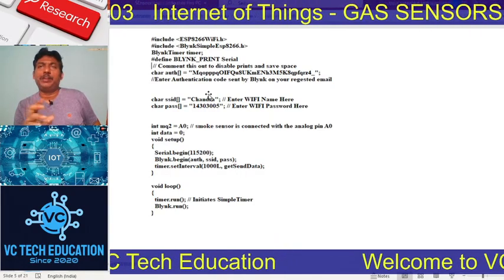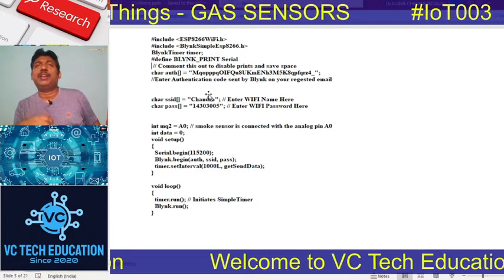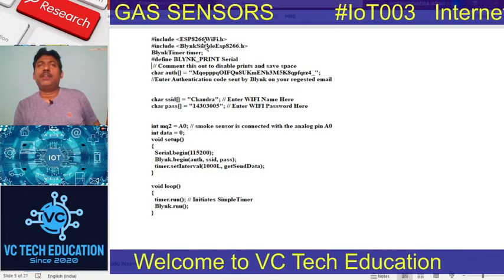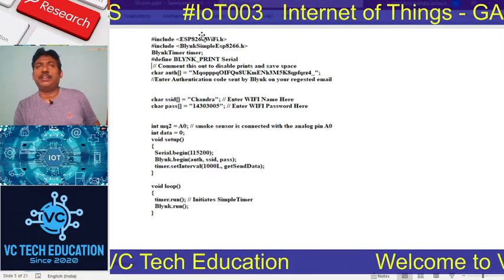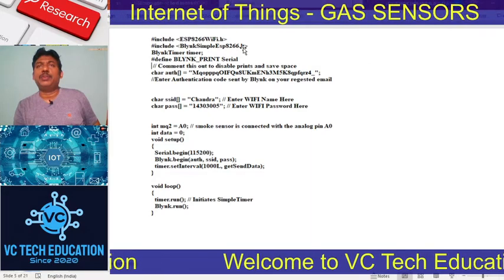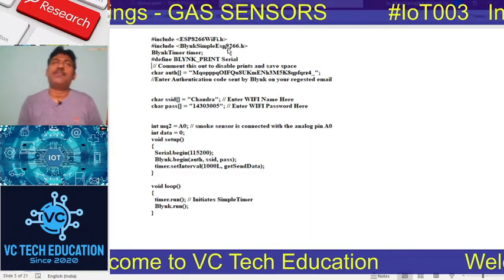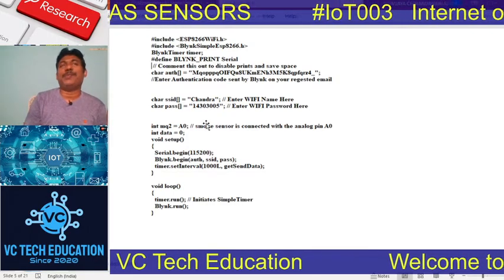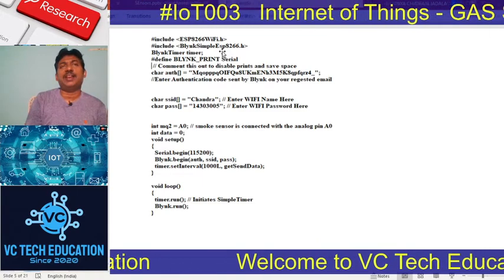This is only the part of the program. The total program is given in the description link, you can take it from there. Here we are including the ESP8266 Wi-Fi.h file, and we are including the Blynk simple ESP8266.h file. We haven't included this file yet, but right now we are writing the program, and how to include it we are going to see in the next steps.